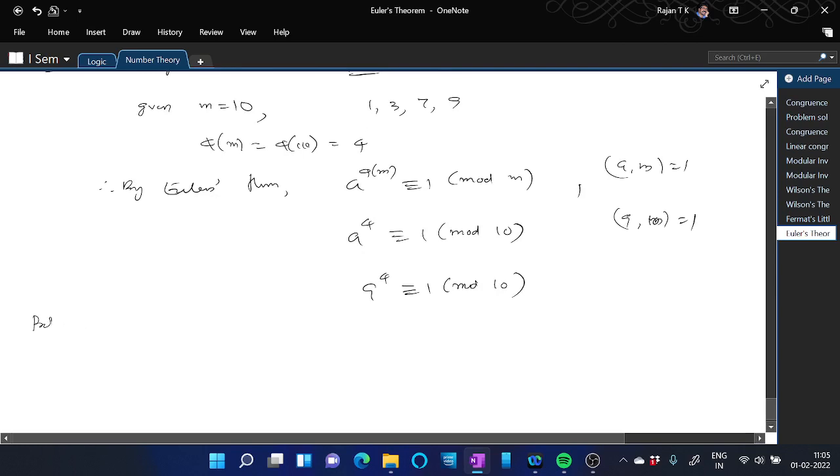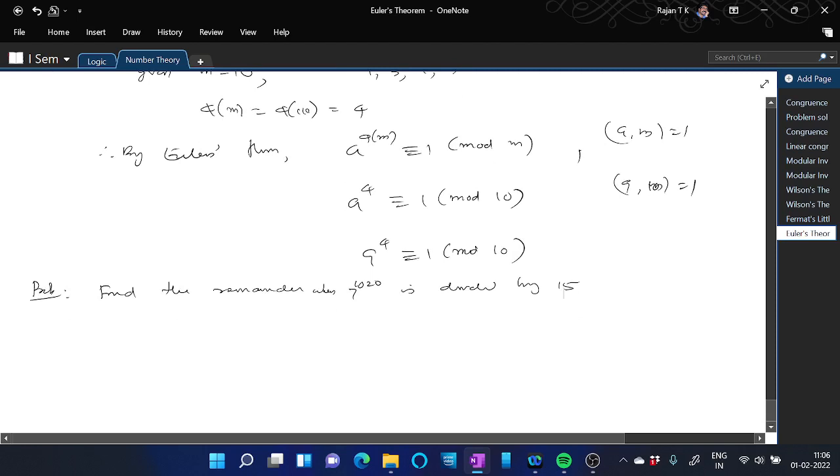Next problem is: find the remainder when 7 raised to 1020 is divided by 15. What is the remainder when 7 raised to 1020 is divided by 15?